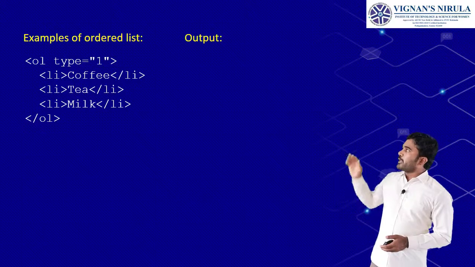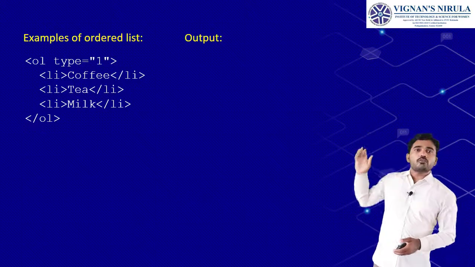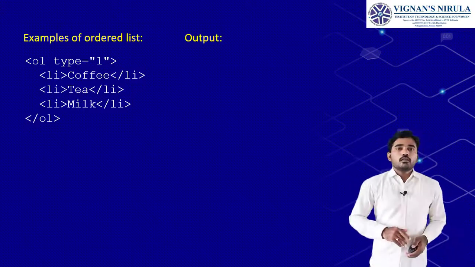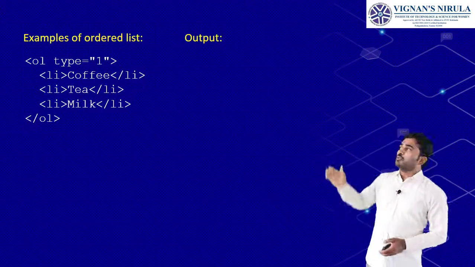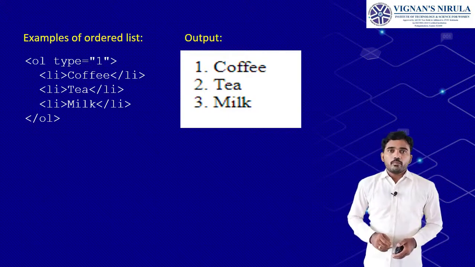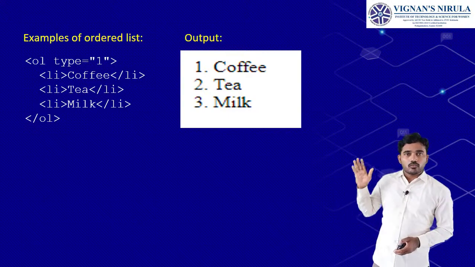So here the list of items that I have chosen is coffee, tea, milk as usual, and it ends with an OL tag. Then how are you going to get the output for this? In this way you are going to get the output. Those items, coffee, tea, milk, are all numbered like 1, 2, 3.